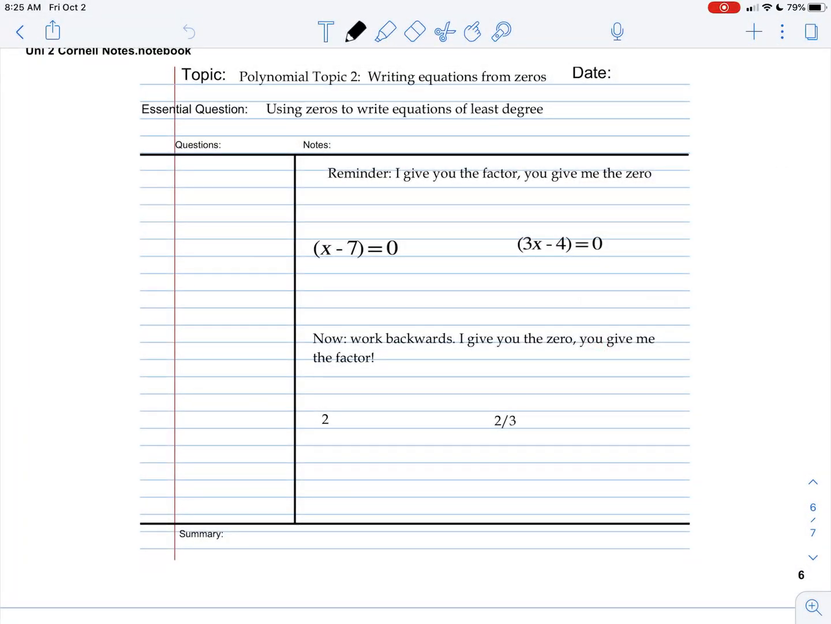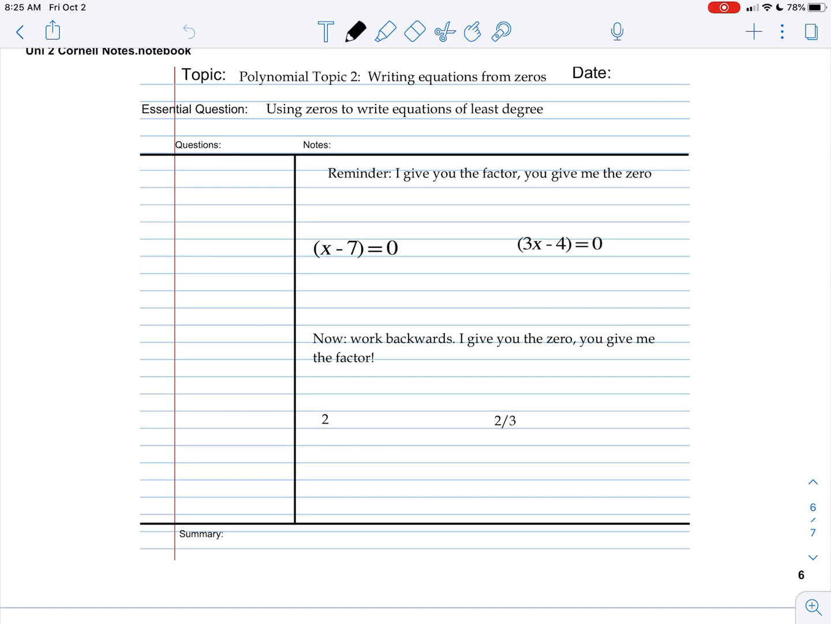Welcome to topic 2 of our polynomial unit. We are going to use this time to write equations from the zeros. And yesterday we talked about zeros, also roots, also x-intercepts.